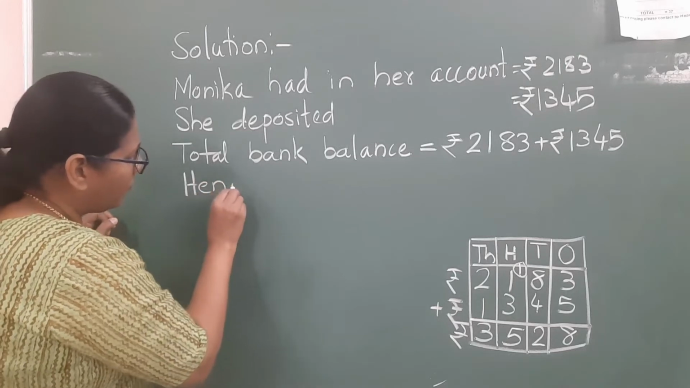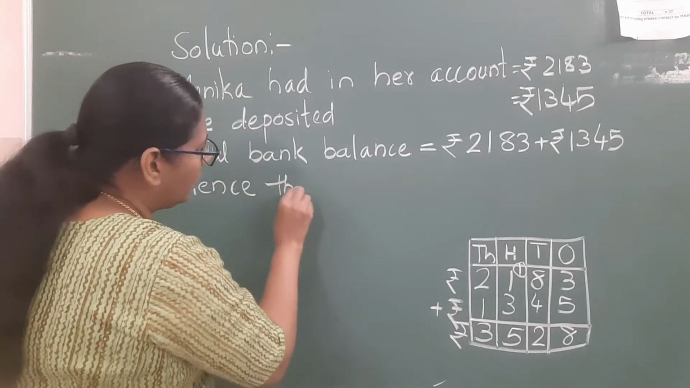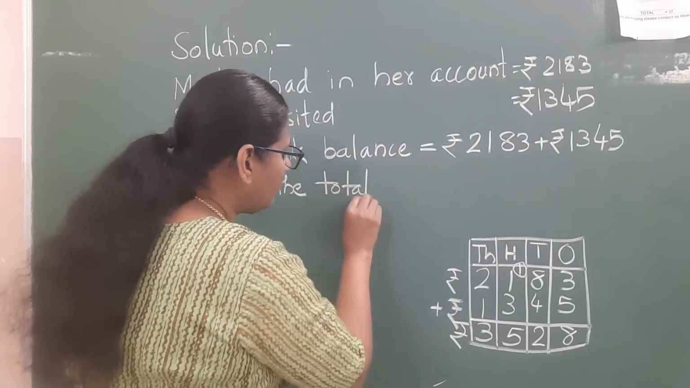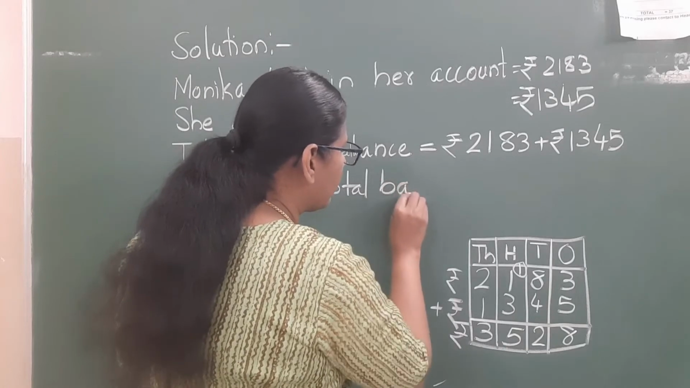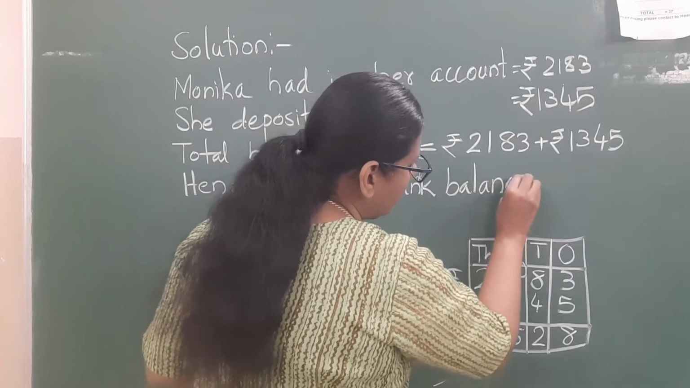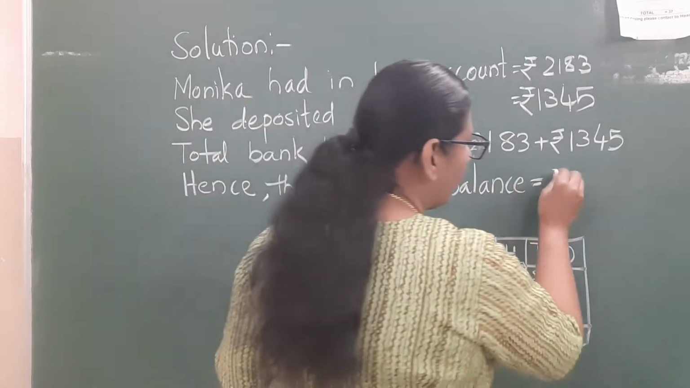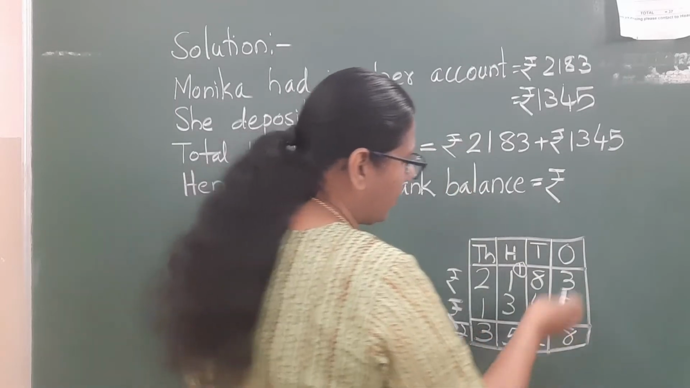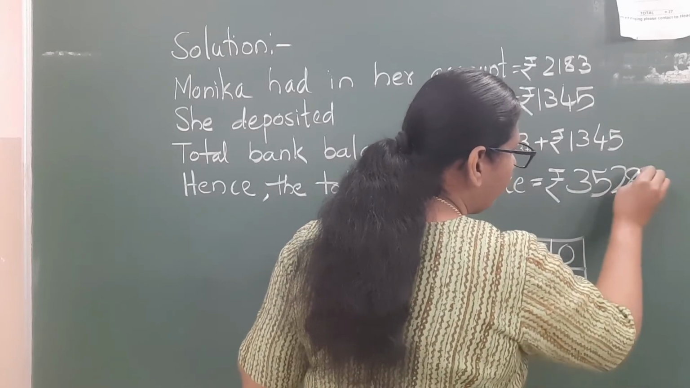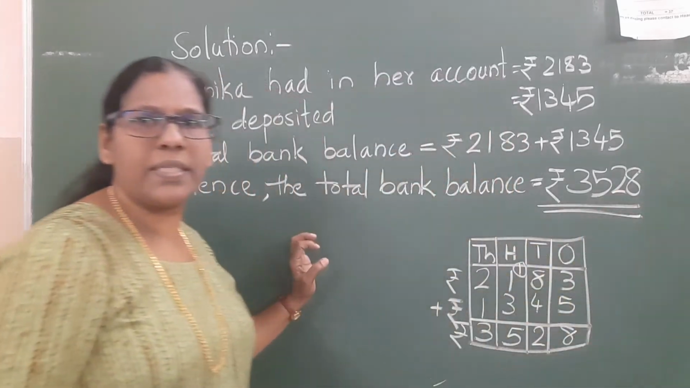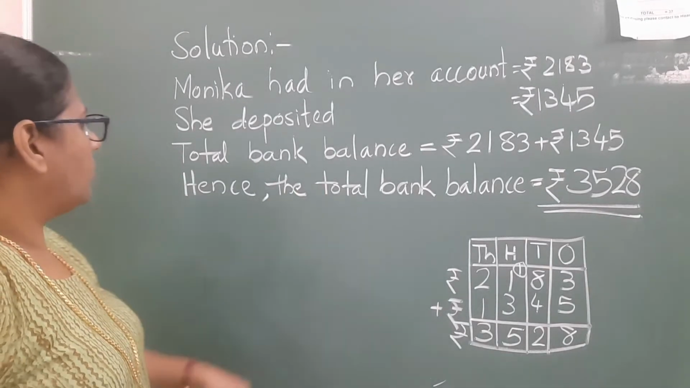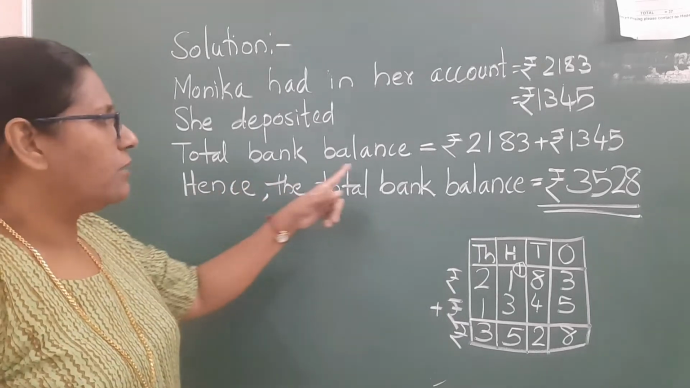Hence, the total bank balance is equal to rupee symbol first, then 3528. This is how we find the total amount or total bank balance.